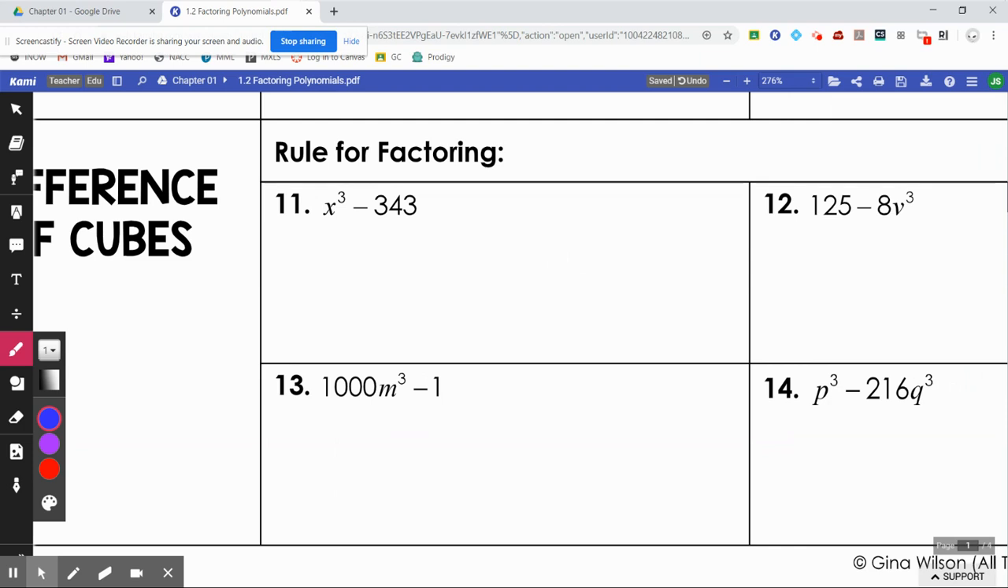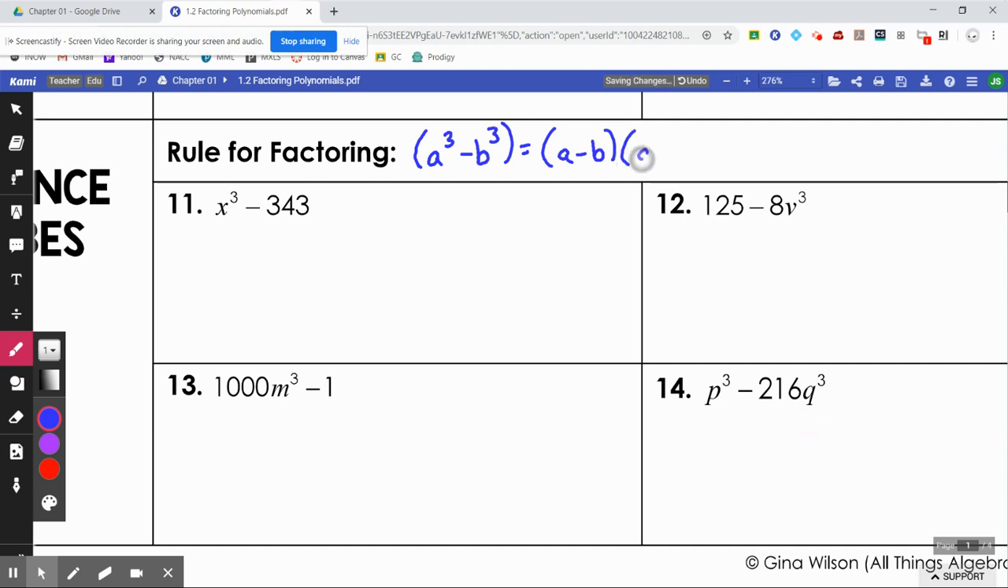Number 11, now we're talking about difference of cubes. Now it's just a different formula. A to the third minus b to the third can be factored into a minus b, pretty much just the sign changes, times a squared plus ab plus b squared. So we're going to do it the same way, just plugging into a different formula.